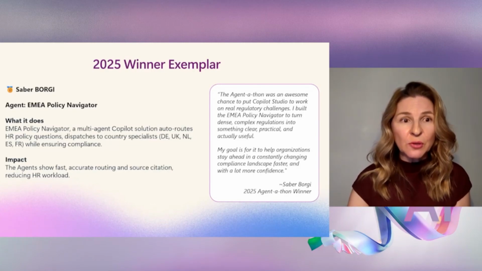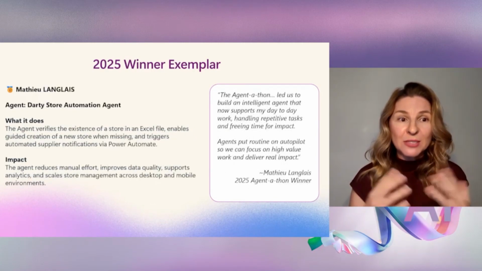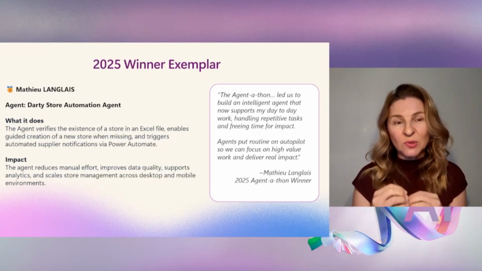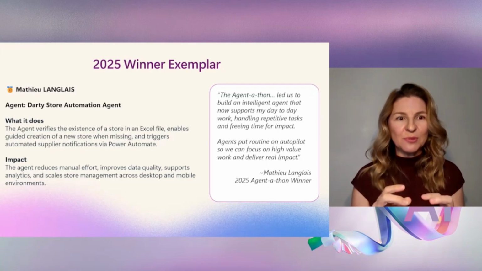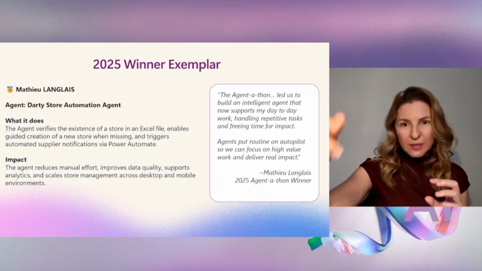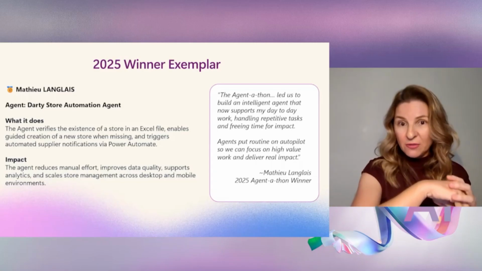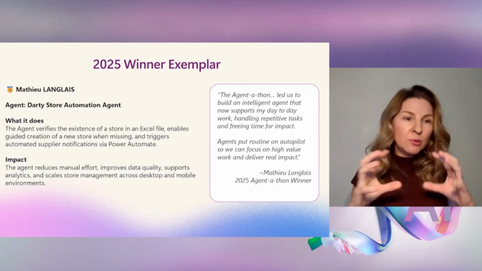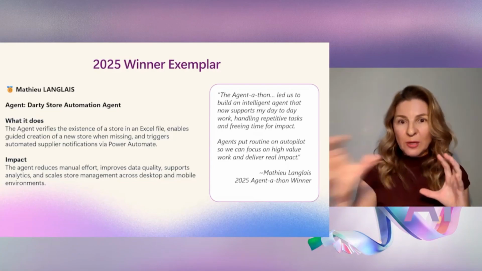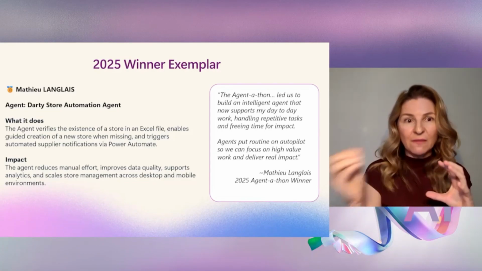Example number 2 for you is this one by Matthew, and he created this Darty store automation agent. It was a really cool way of seeing if a store already existed in an Excel file that he had as a master file. And then it enabled a guided creation of a new store when it was missing, so it would be able to add that information in.